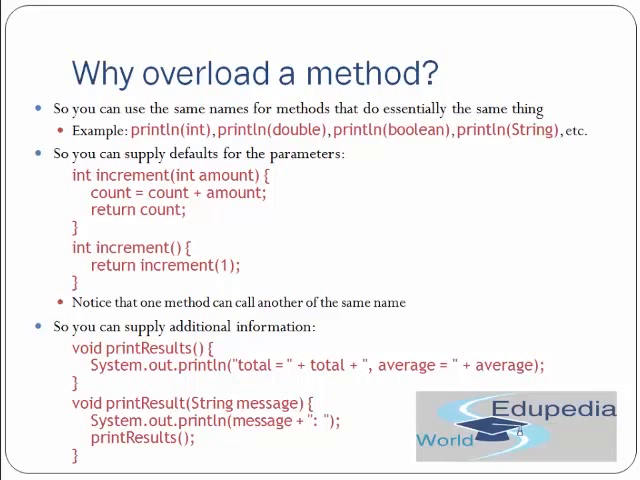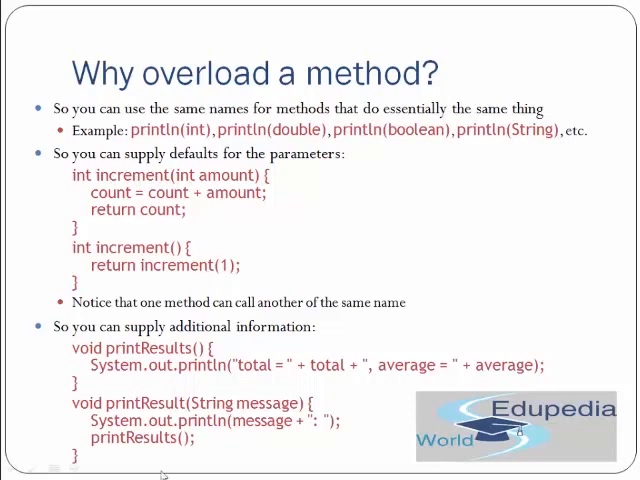And you can see an example over here. You can supply defaults for parameters. There is a method int increment, and in this you can pass int amount or you can pass nothing and just use a default while returning something. In this we are calling another increment method from this increment. So whenever a user tries to increment without passing anything, this increment by count 1 is getting called, and finally this increment gets called.